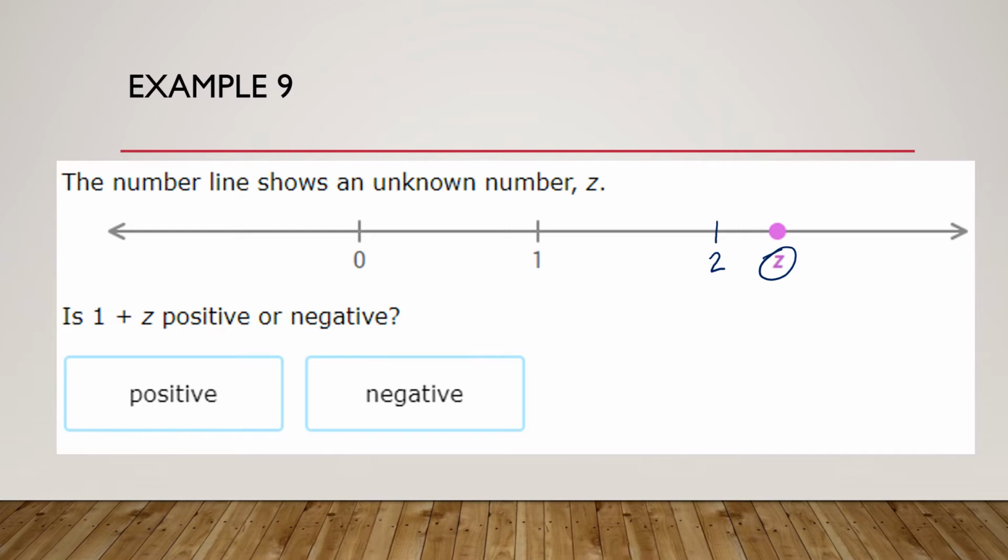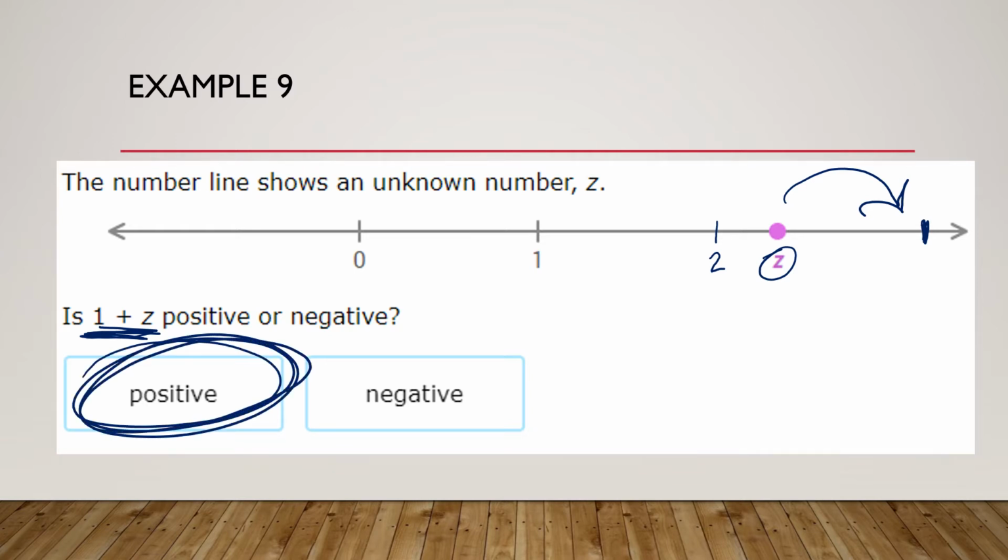So we want to know if we add z to 1, is that going to be positive or negative? Well, we're really just adding one whole number to z. So that's going to be up here somewhere if we're adding 1, because when we're adding, we're going right on our number line. So if we go further to the right on that number line, then we are going to get a positive value.